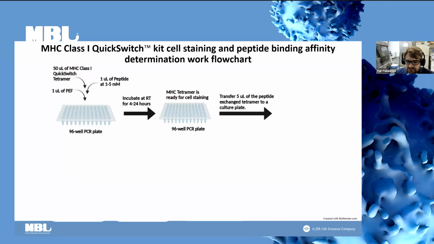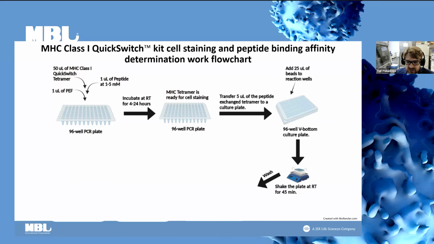So the steps involved in determining the binding affinity of the peptide for the MHC molecule involve capturing the peptide exchange tetramer with magnetic beads, washing the magnetic beads with the bound MHC tetramer, staining the MHC tetramers with bound magnetic beads with the anti-QuickSwitch peptide antibodies.